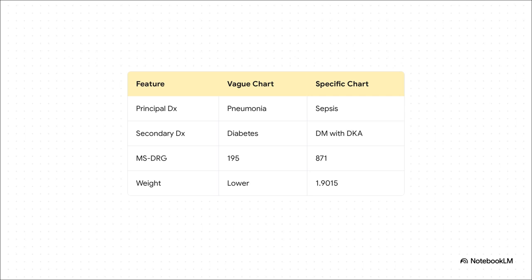But on the other hand, by just clarifying that the primary infection was actually sepsis, maybe secondary to an immunocompromised state, and specifically linking the patient's diabetes to ketoacidosis, that same patient is grouped into DRG 871. This specific clinical picture more than doubles the relative weight. Remember, it's the exact same patient in that bed, but the specific documentation finally reflects the true cost and effort of their care. It's a game changer.